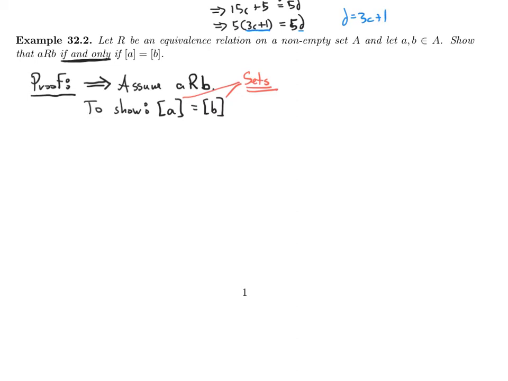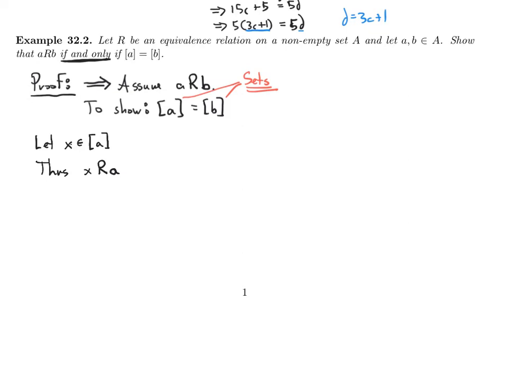So let's pick an element X in the equivalence class of A. So what does that mean? That means it's related to A. Thus, that means that X is related to A. That's what it means for something to be in the equivalence class.